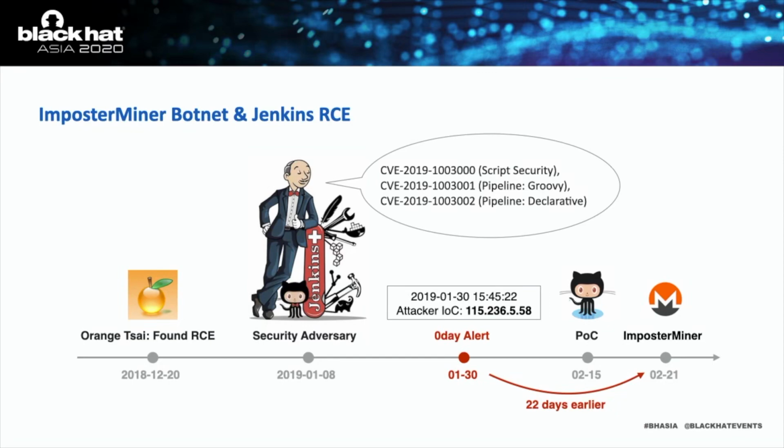2 weeks later, the proof of concept script was released. Then Imposter Miner botnet started to spread with this vulnerability in February. In this case, you can see that we won the zero-day racing game by about 20 days. We updated our defense rules before botnet spread, and most of Jenkins web servers on Alibaba Cloud were well protected.